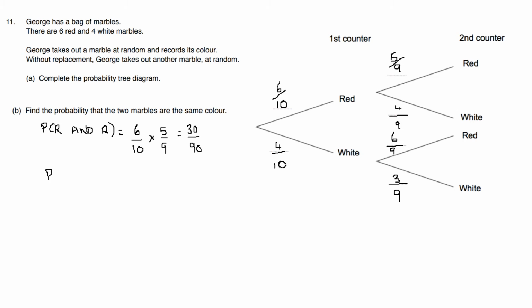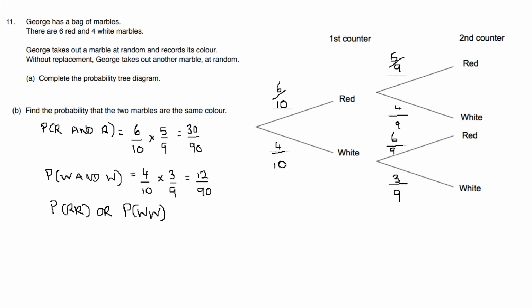And then I want the probability of white and white. So white on the first pick is 4 out of 10. And white on the second pick would be 3 over 9. And that's going to give me 12 over 90. So to get 2 marbles of the same colour, I can either pick red and red, or I can pick white and white.